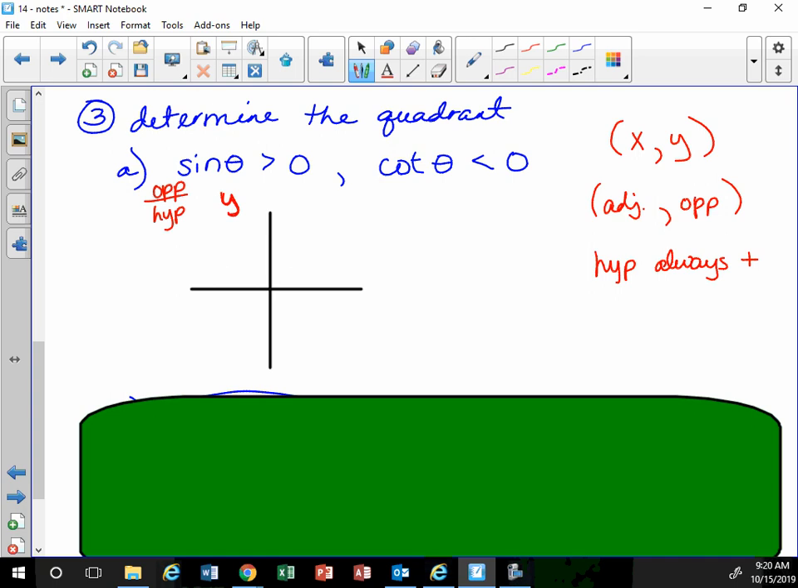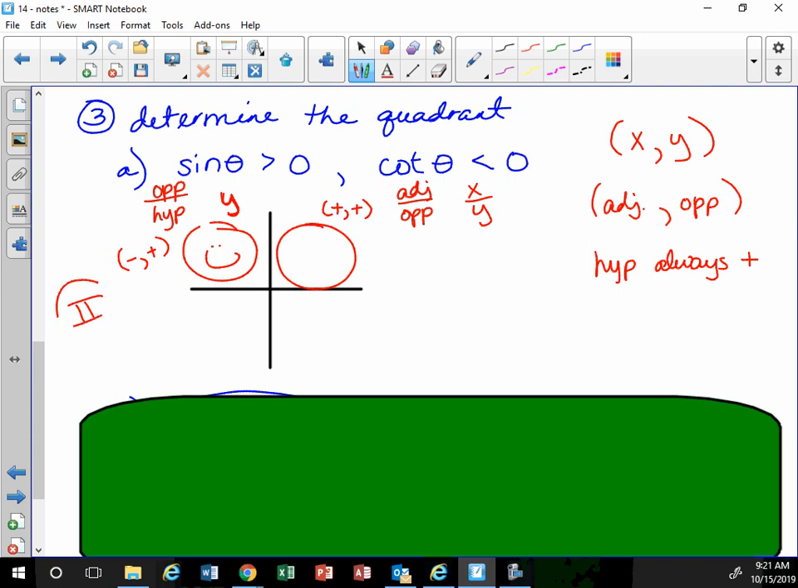So look at the four quadrants. Where are the y values greater than 0? Top two, right? 1 and 2. So it's either here or here. Cotangent, remember that's adjacent over opposite. So that's like x over y. It deals with both of them. We need it to be less than 0. In the first quadrant, both x and y are positive. Second quadrant, negative x, positive y. Which one's going to give you a negative fraction when you put them both together? Okay, there you go. That's it. So quadrant 2 is your answer for that one.